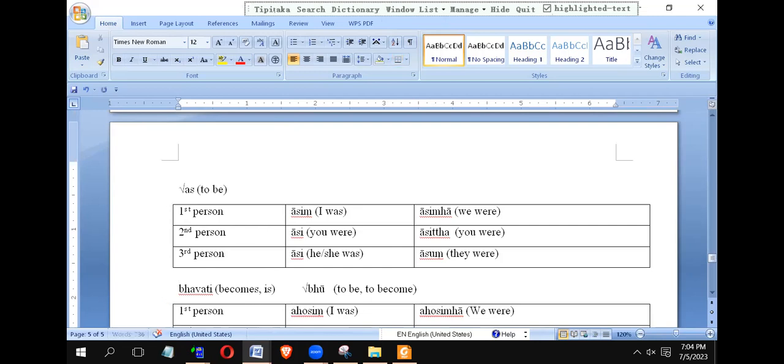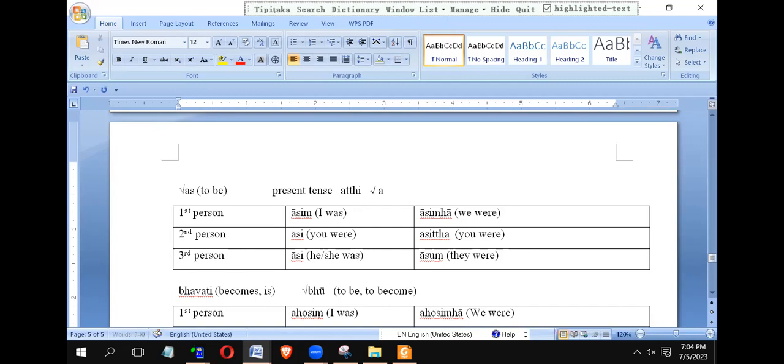Us, you saw last time. In the present tense, it is asti, right? So it's like us plus ti becomes asti, which means he or she is. We saw this in, I think, lesson 3. Now past tense is asi, asum, asi, asita, asim, asimha, right? So how do you get this?